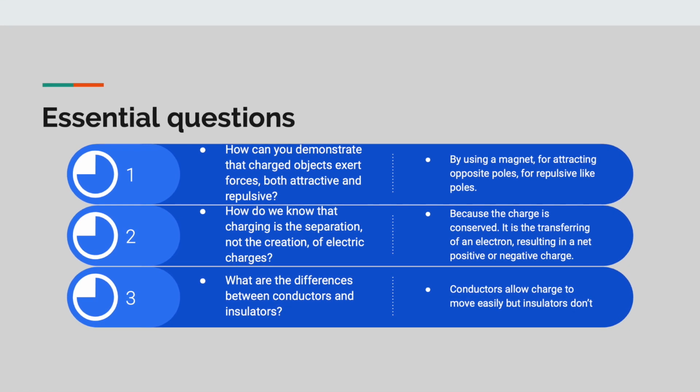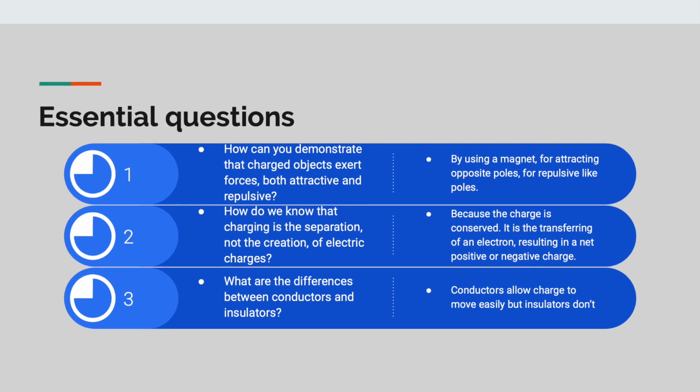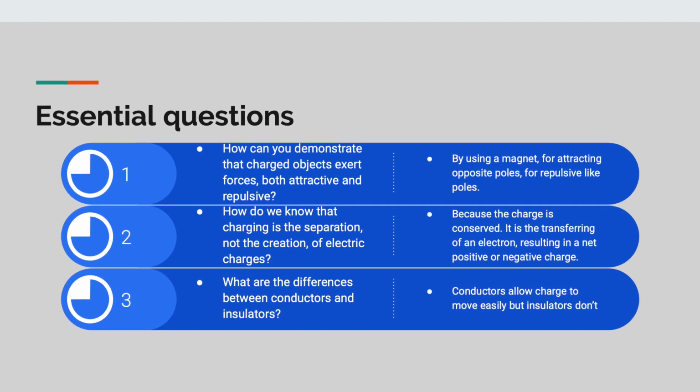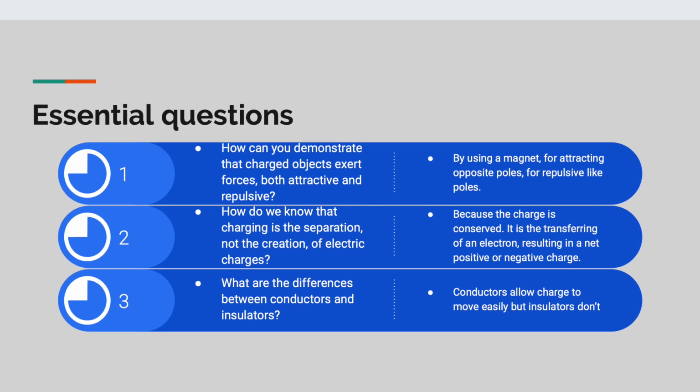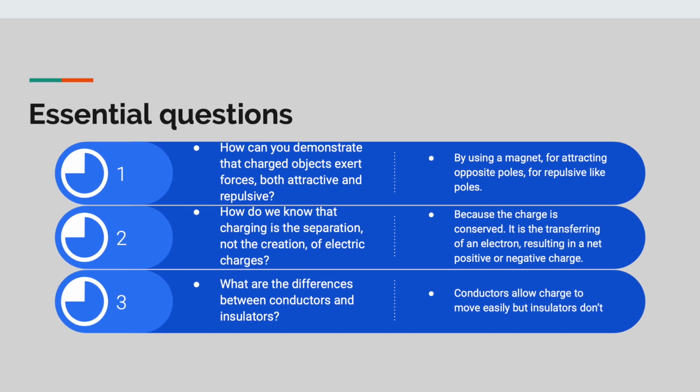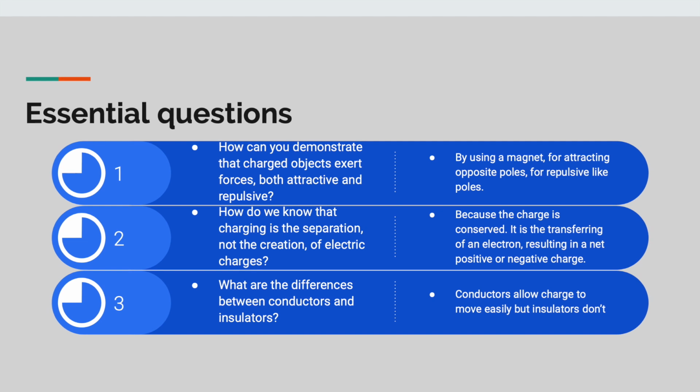How do we know that charging is the separation, not the creation of electric charges? Because the charge is conserved. It is the transferring of an electron, resulting in a net positive or negative charge.